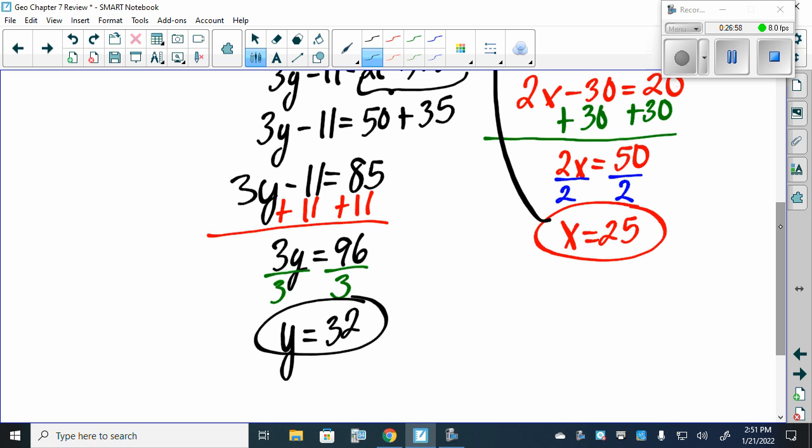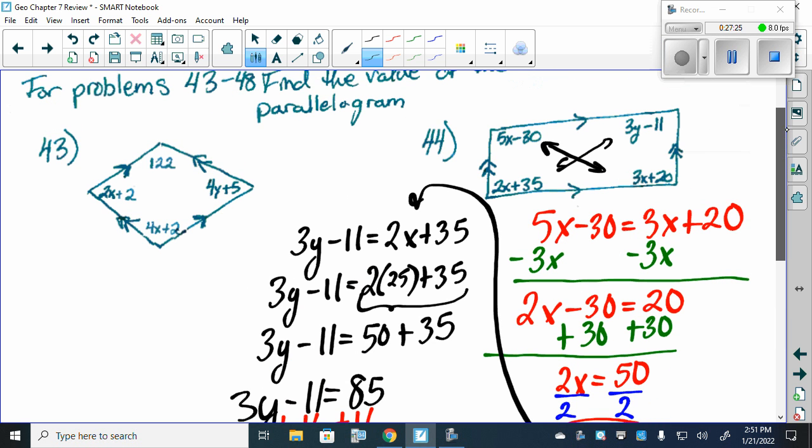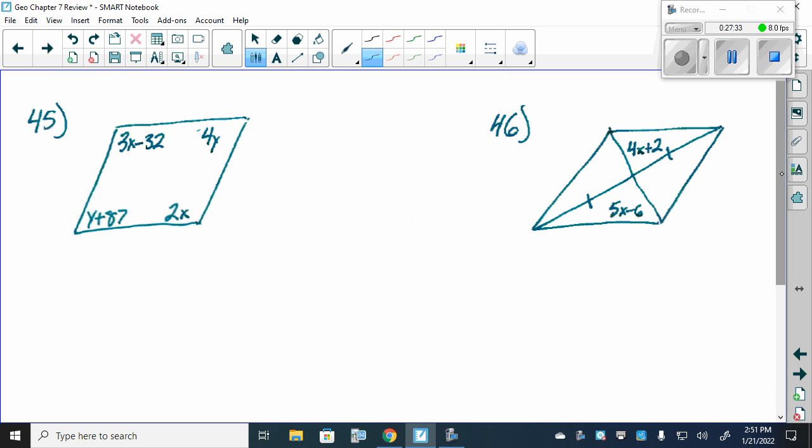Let's go on. Possibly. Looks like the rest of this might take you. Any other questions on 43? Questions on 45 or 46?